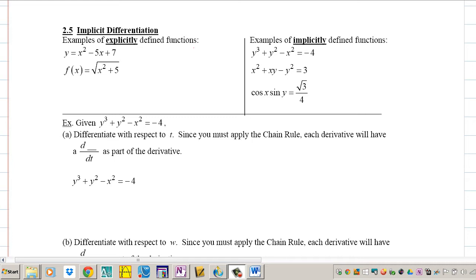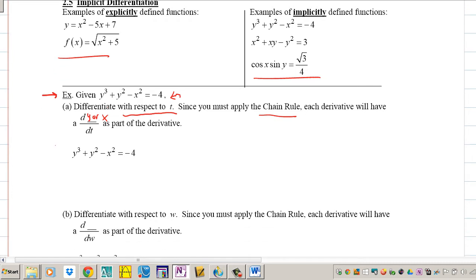So let's go ahead and start with example number one. So I already explained what implicit and explicit defined equations are. So given this relation, differentiate with respect to t. Since you must apply the chain rule, each derivative will have a dy/dt or dx/dt as part of the derivative. Let me go into more details of what this means.